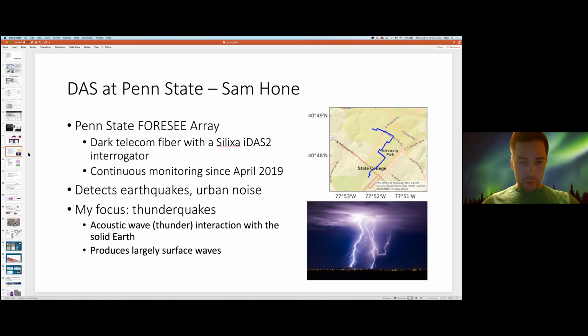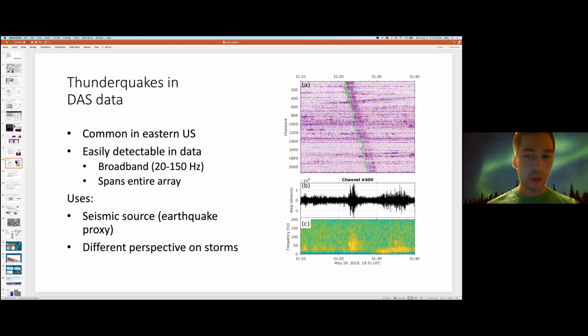We've extracted a number of signals, including earthquakes and various types of urban noise, but what I really focus on is thunderquakes, which is ground motion caused by the interaction between the acoustic wave of thunder and the solid earth. This tends to produce largely air-coupled Rayleigh waves. So next slide, please.